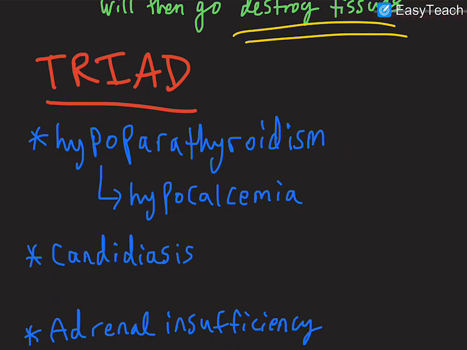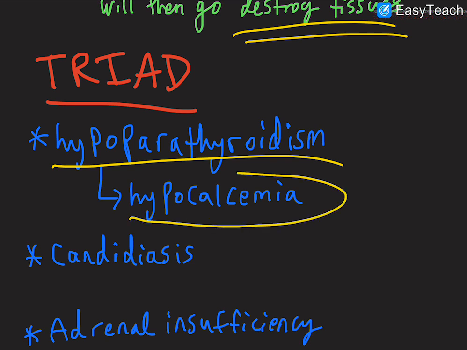So we get destruction of our parathyroid glands, so it leads to hypoparathyroidism. What do our parathyroid glands release? PTH. What does PTH do? It helps increase your blood calcium. So if you have hypoparathyroidism, you don't release PTH, you don't increase your blood calcium, and you get hypocalcemia.